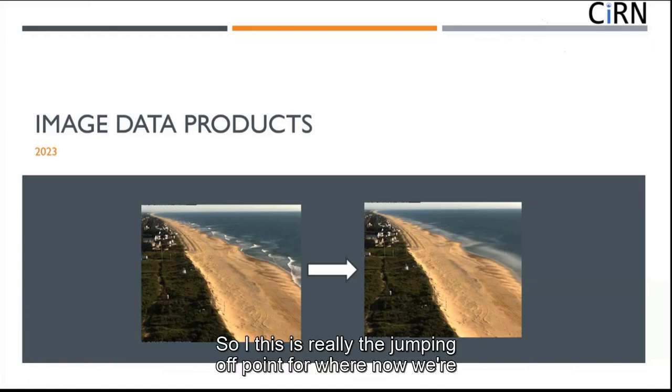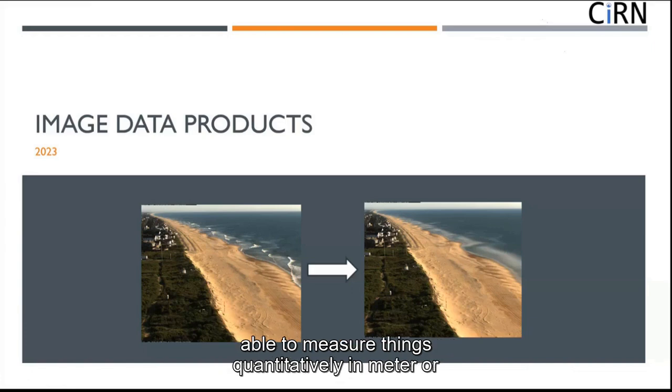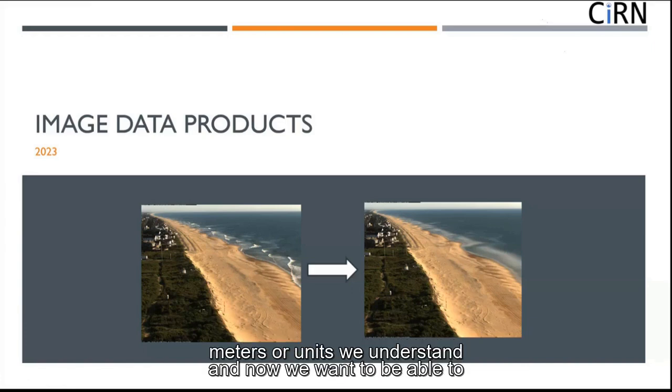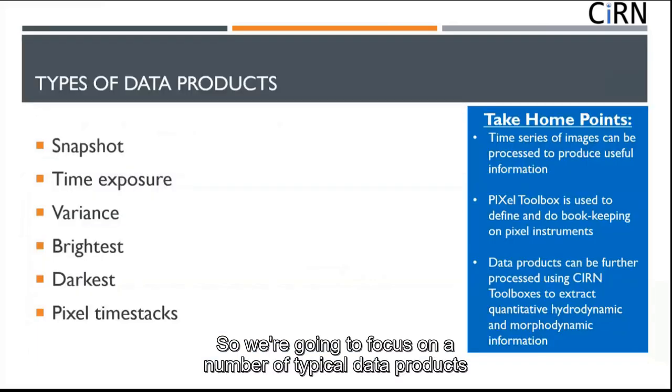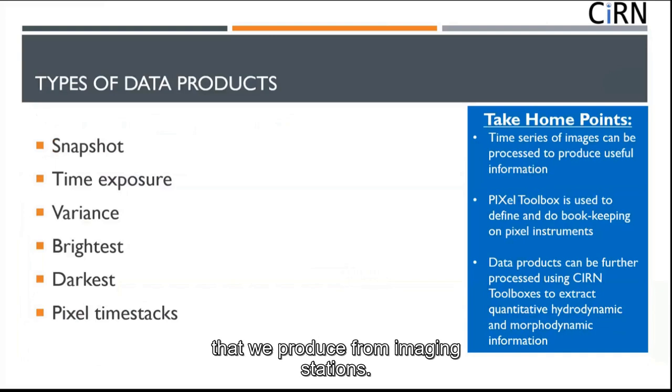This is really the jumping off point where now we're able to measure things quantitatively in meters or units we understand, and now we want to start to do some science with our coastal imaging. So we're going to focus on a number of typical data products that we produce from imaging stations.